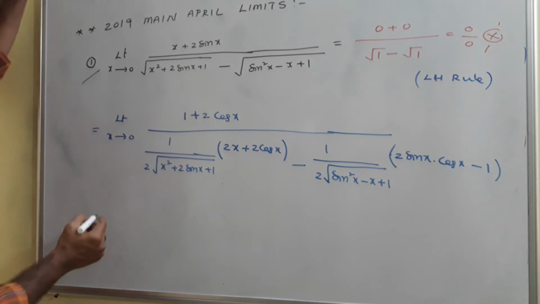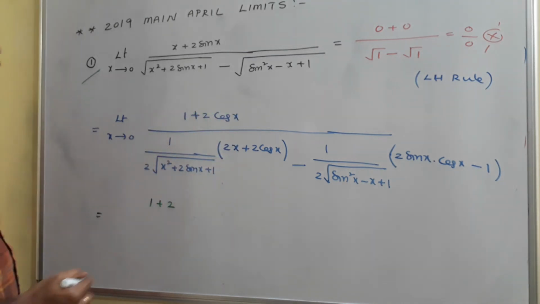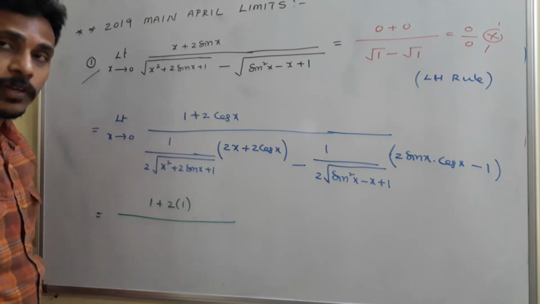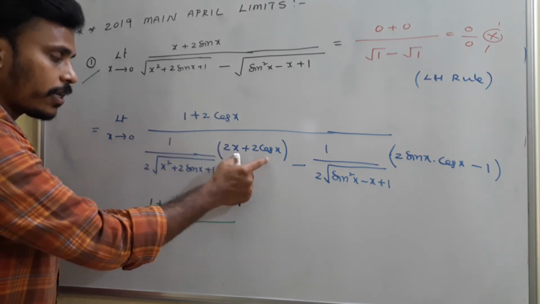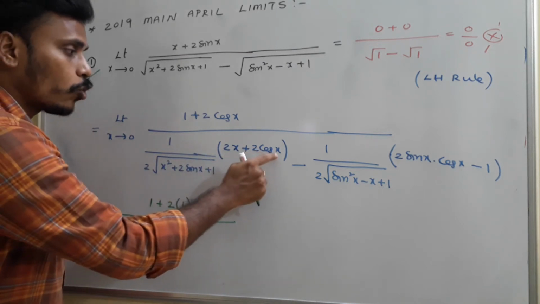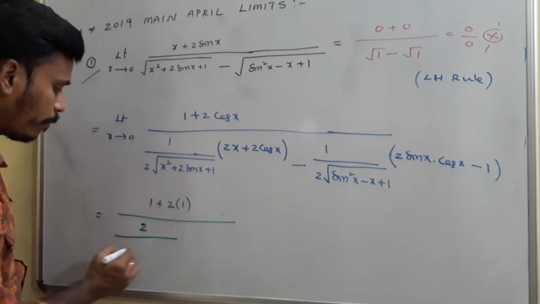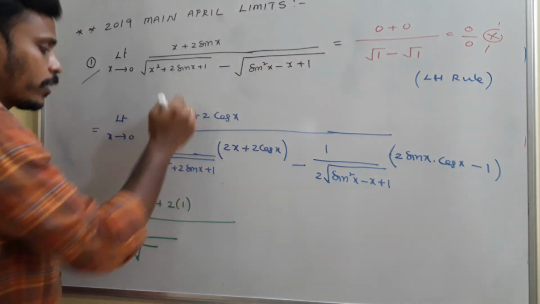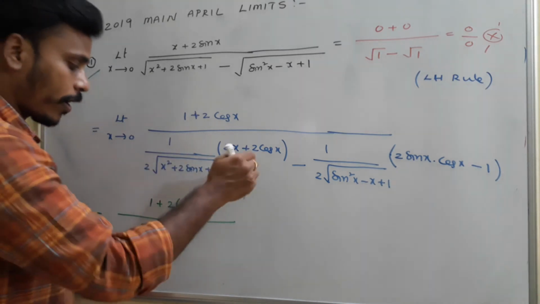If you replace x with 0, this is equal to 1 plus 2 into cos 0. Cos 0 is 1. So 1 divided by, I am thinking about the first part. We are replacing x with 0. See, 1 into this part is the numerator actually. 2 into 0 is 0. 2 into cos 0, cos 0 is 1. So this is 2. Okay. 2 divided by 2 into, when you replace x with 0, already I mentioned it as 1. So this value is 1. So the first part is 2 by 2 root 1. Okay.